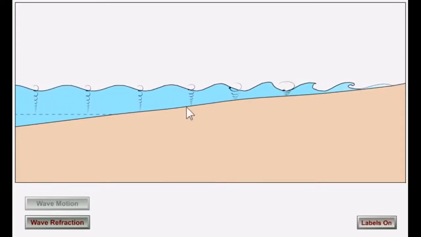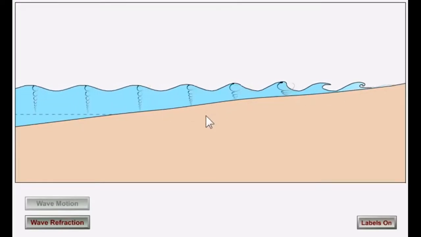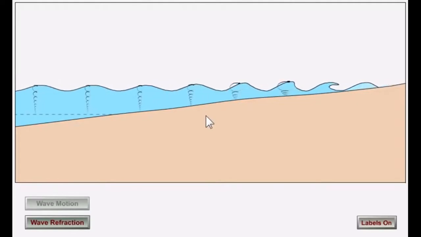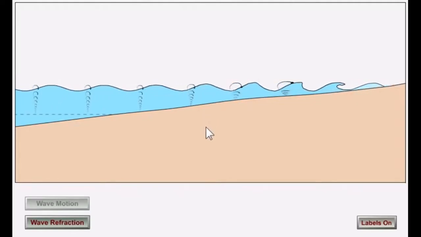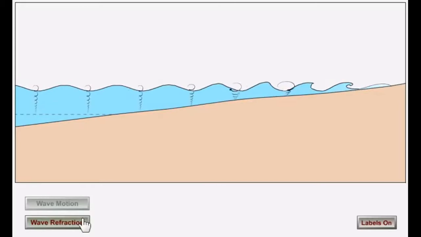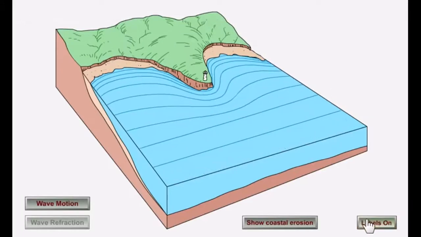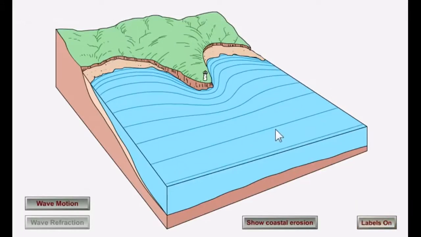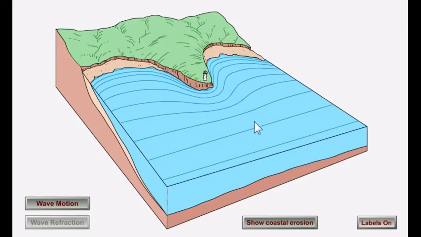But the other thing that the waves do before they even break is what's called refraction, which is the waves bending and changing direction as they slow down in shallow water. Here's an animation that shows wave crests coming in straight to the beach.